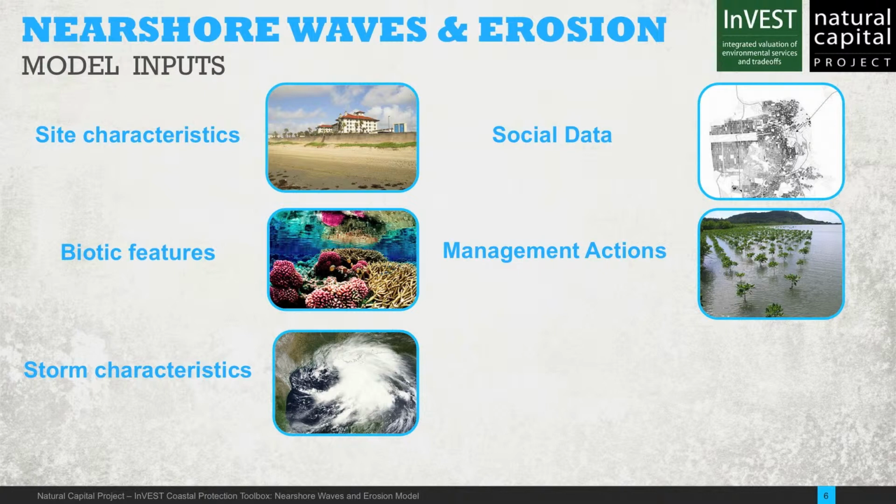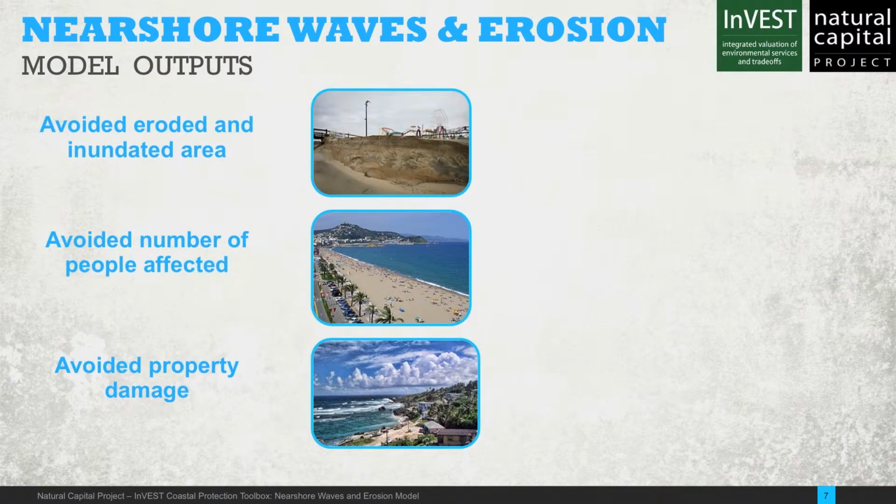And then also information about social data, so numbers of people and property values along the coastline, and potential management actions, including the restoration and removal of habitat. The primary model outputs are avoided, eroded, and inundated area, avoided number of people affected, and avoided property damages.